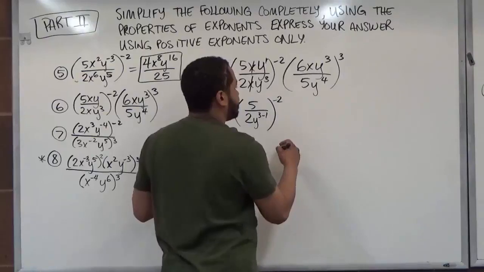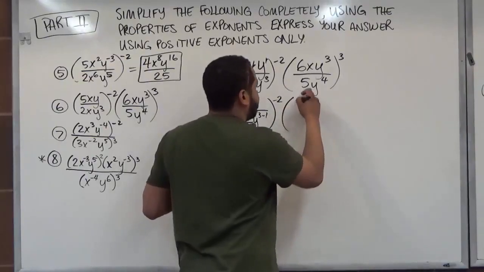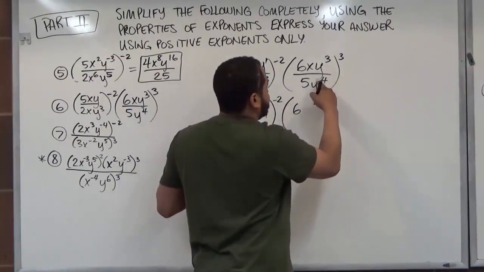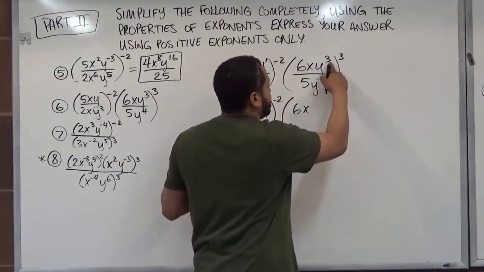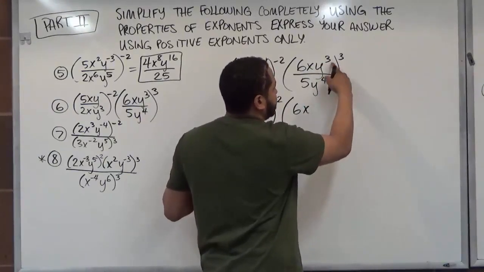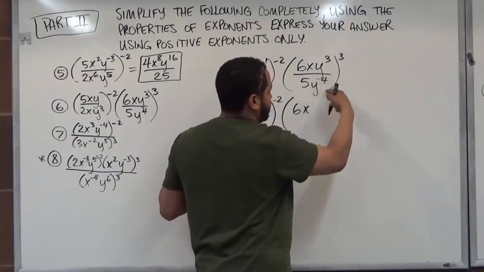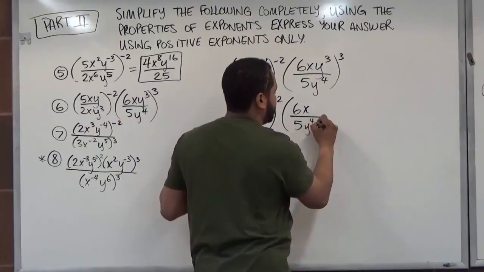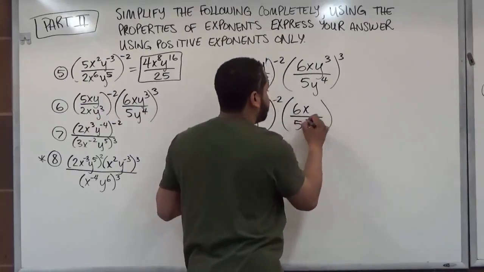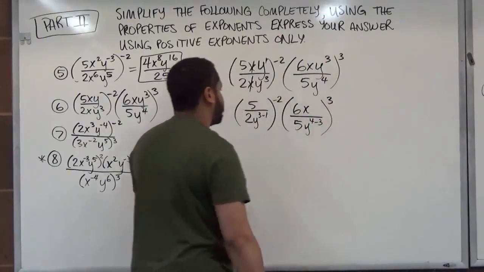So this is to the negative second exponent, and we have here 6. And here again, the x is unique. There's nothing like the x, so it's just going to stand still. The y to the third and the y to the fourth, the third is smaller than the fourth, so again, we're going to subtract from the denominator. So here we have 5, y to the fourth, take away those 3 from the numerator. And this is also raised to the third power.